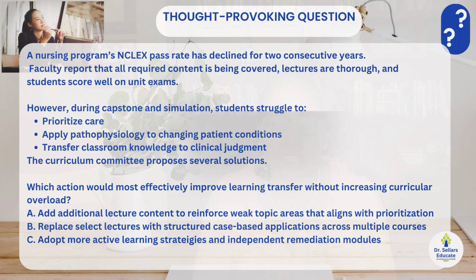So we have A, add additional lecture content to reinforce weak topic areas that aligns with prioritization. B, replace select lectures with structured case-based applications across multiple courses. Or C, adopt more active learning strategies and independent remediation modules. All right, so I'll give you all about 5 more seconds to write down the correct option. And then you want to think about the rationale as well.